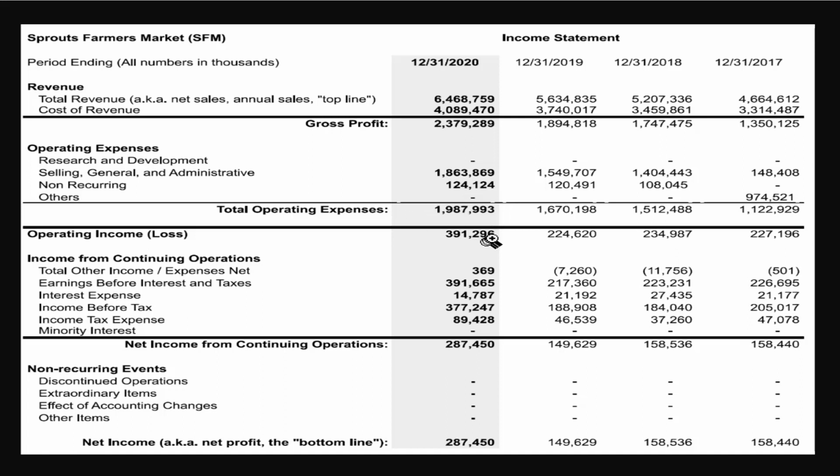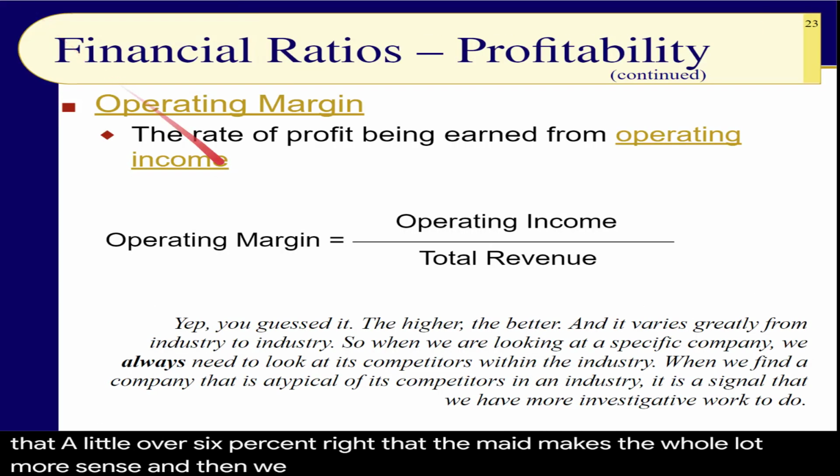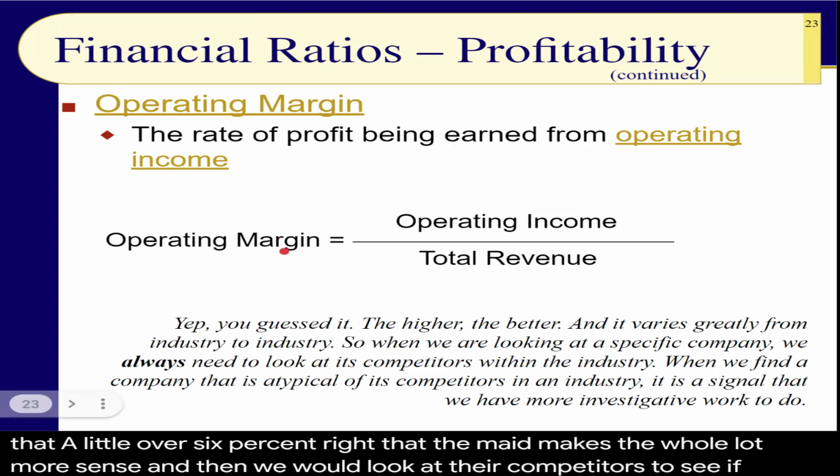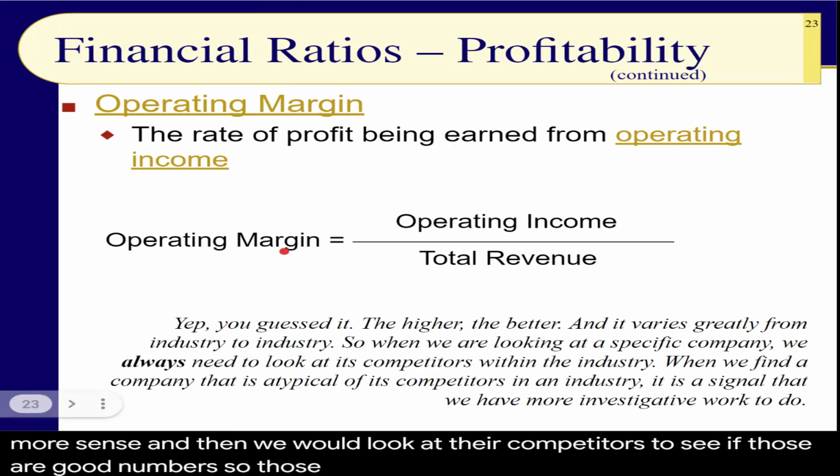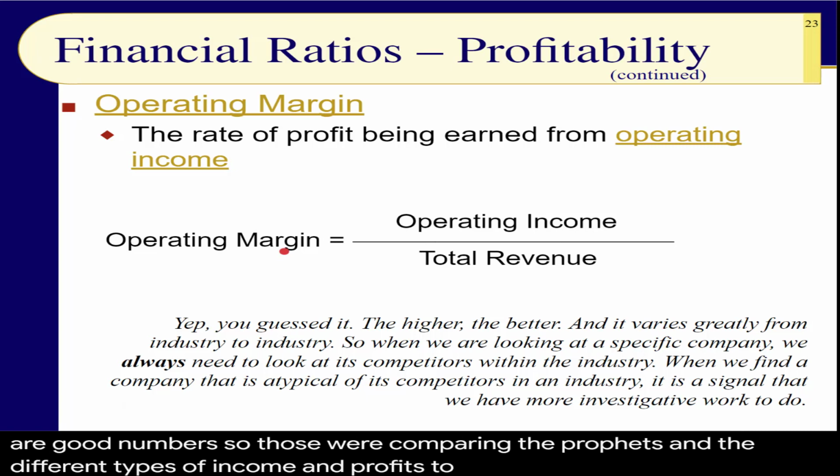The operating income was $391 million. This is payroll. A lot of it's payroll, just because you need people. So 391,296,000 divided by the top line number gives us a little over 6%, right? That makes a whole lot more sense. And then we would look at their competitors to see if those are good numbers. So those were comparing the profits and the different types of income and profits to the revenue.